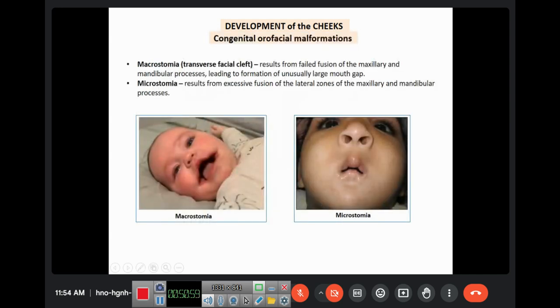As a result, cheeks are formed and the mouth opening becomes more narrow. The congenital orofacial malformations during development of the cheeks include macrostomia and microstomia. Macrostomia is too large mouth, so it is the failed fusion of the maxillary and mandibular process. So too large mouth gap is formed. Microstomia is the result of too excessive fusion between the maxillary and mandibular process, which results in too small mouth.